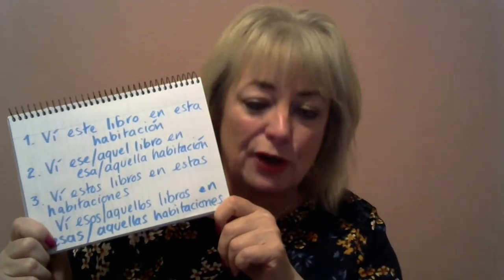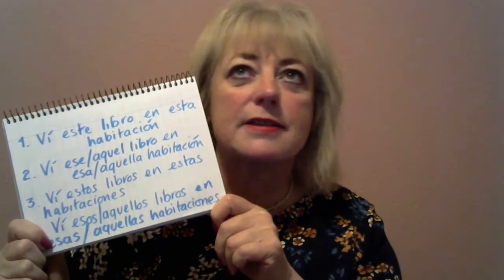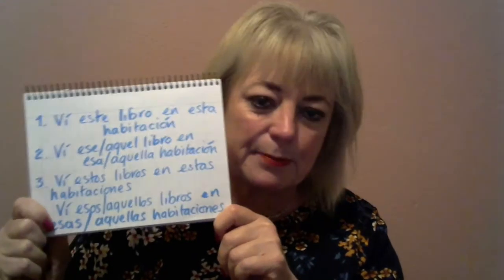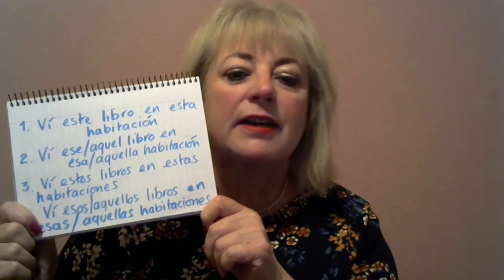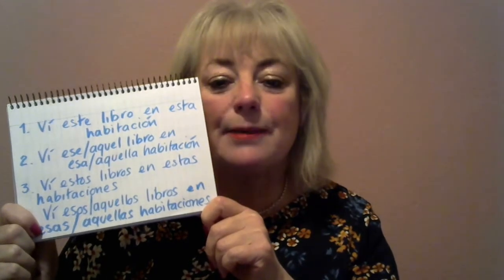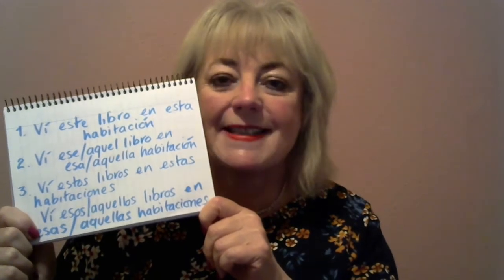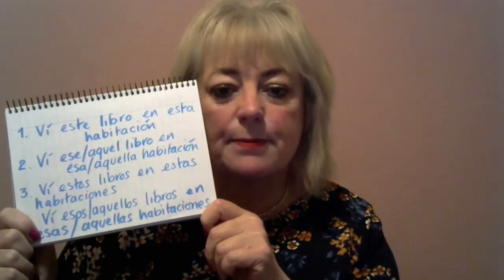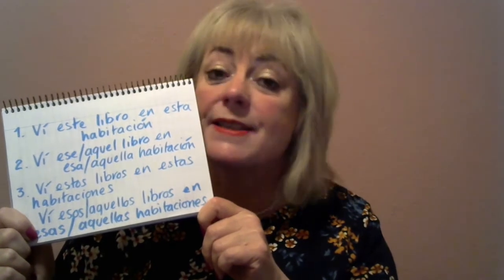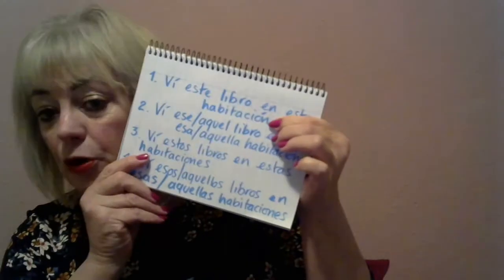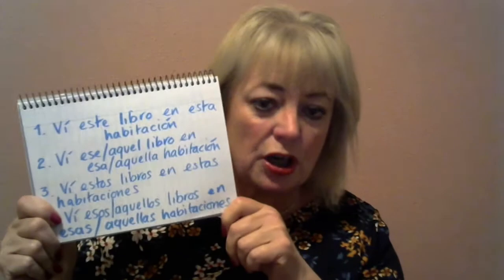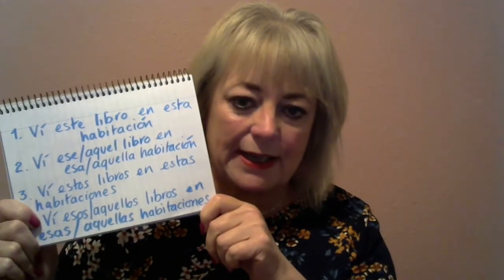It's back to the "I saw" again. I definitely want you to know this. If nothing else that you learn when you go for your GCSE, make sure that you know how to say "I saw". Vi este libro en esta habitación. So este is masculine because libro is masculine, but room is feminine, habitación. Remember that any word that ends in -ción is feminine in Spanish. So, vi este libro en esta habitación.